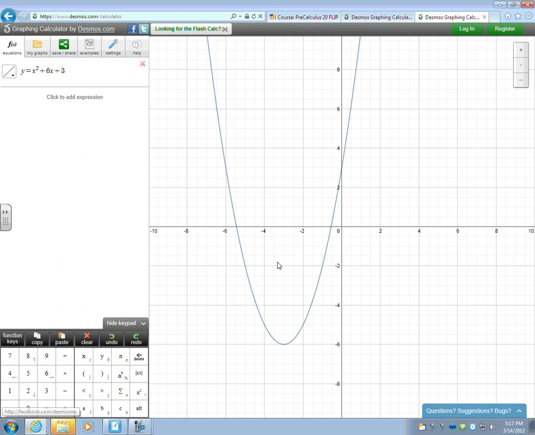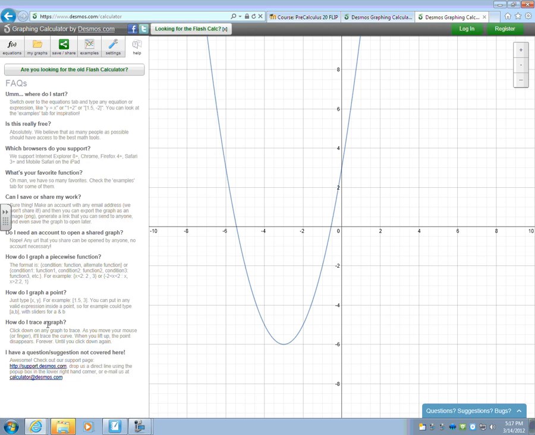Now what I want to do is I see that, look, there are 2 x-intercepts right there, and I want to know exactly what those are. I forget how to trace, so I go to help, and it says, how do I trace a graph? Click on any graph to trace. As you move your mouse, it'll trace the curve. Okay, so I'm going to click here. Oh, look, I'm tracing the curve.